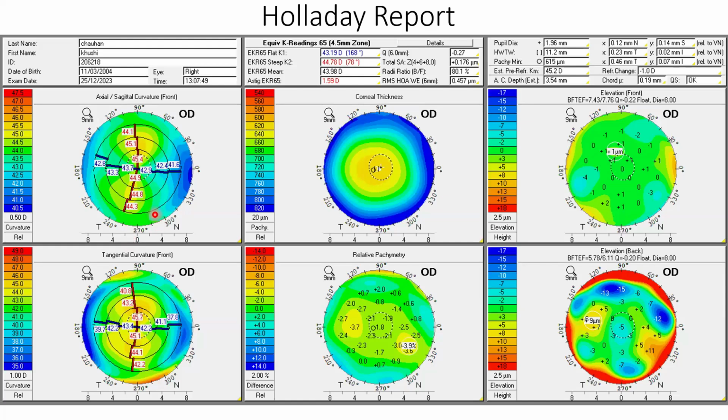So coming to the Holladay report, in the Holladay report we have a lot of tables and a lot of graphs. The upper left corner shows all the biographic, demographic data of the patient. In the upper middle panel, we can see that there is EKR 65 flat K1, EKR 65 steep K2, the mean EKR, and the astigmatism. This is by default done in a 4.5 mm zone.